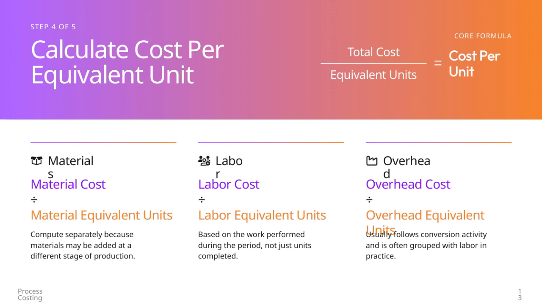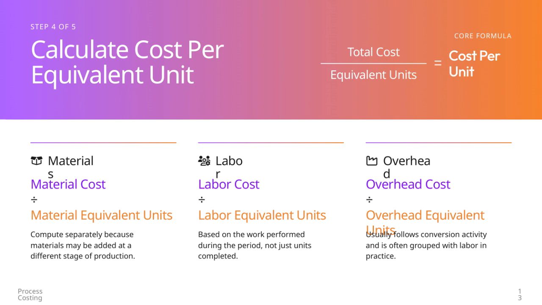Next, labor costs are handled similarly. We divide the total labor cost by the labor equivalent units. It's important to note that this calculation is based on the work performed during the period, not just on the units that were completed. This helps capture the effort put into partially finished goods.